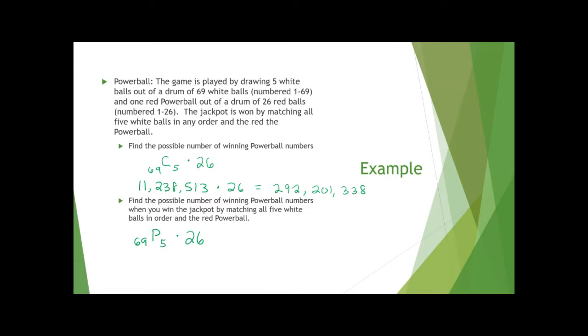So this comes out to 1,348,629,560 choices or possibilities to get them in order times 26. And then when you multiply that, that comes out to 35,064,160,560. So it's even harder to win, or at least to get them all in order, because there's more possibilities when order matters.